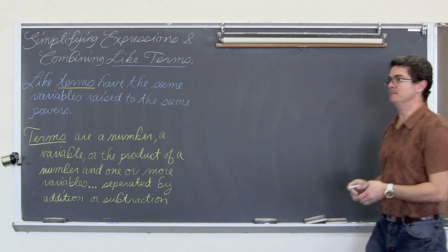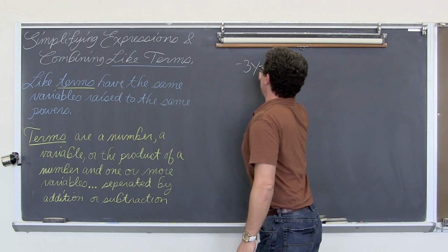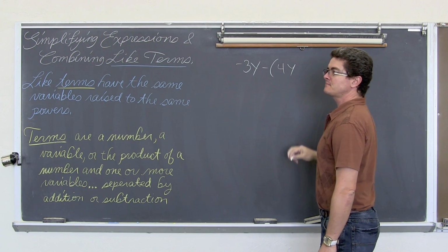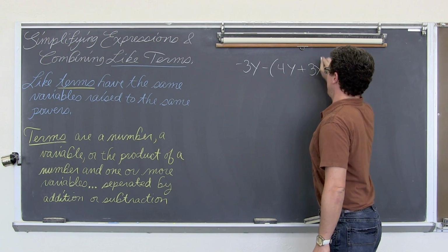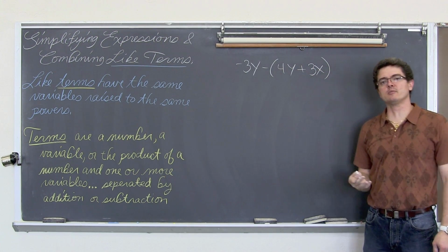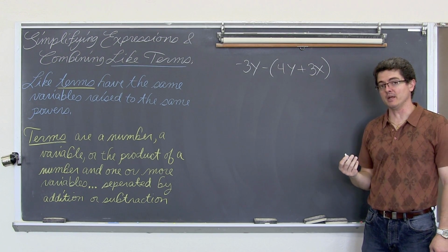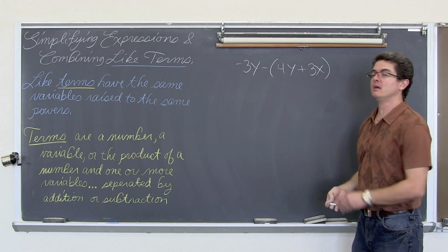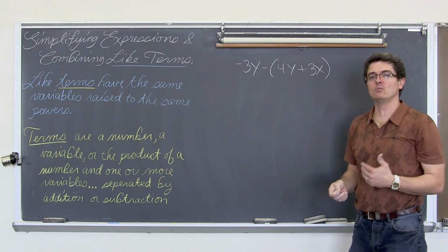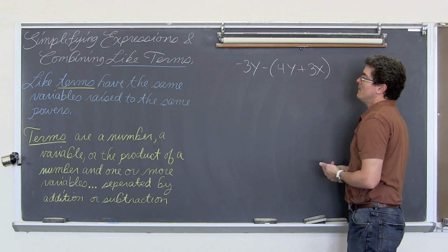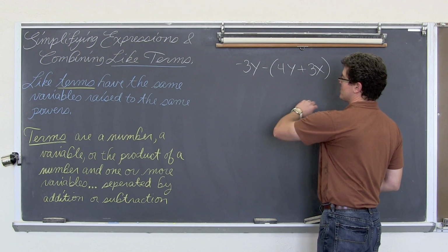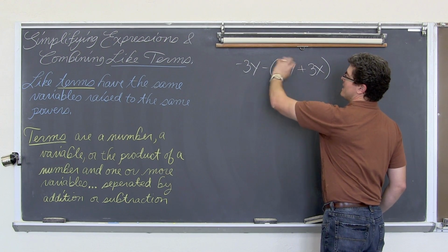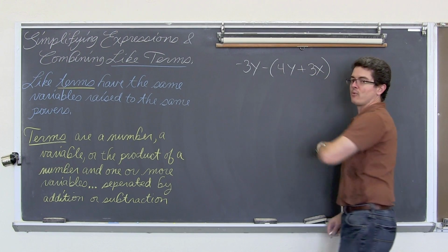Okay, let's take a look at this one. Negative 3y minus, parentheses, 4y plus 3x. Now hopefully you're comfortable with something called the distributive property, which says when you have a set of parentheses, you take what's out in front and multiply it through. Well, I've chosen this problem to do with you because a lot of students will just go, well, there's nothing there, so let's grab the negative 3y and multiply it through the parentheses.